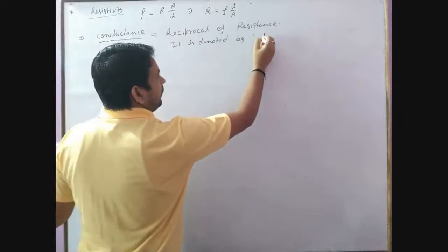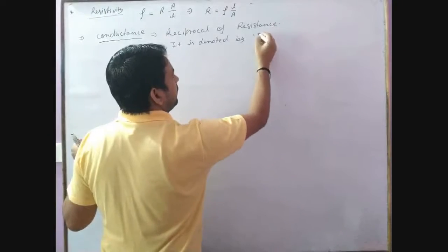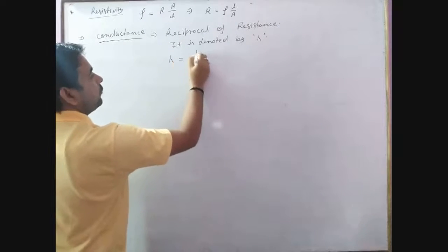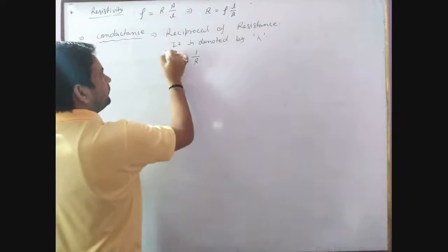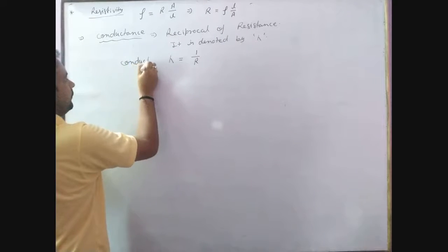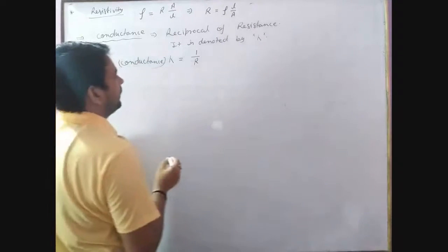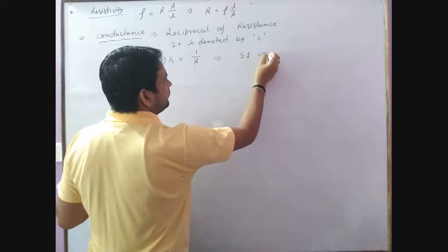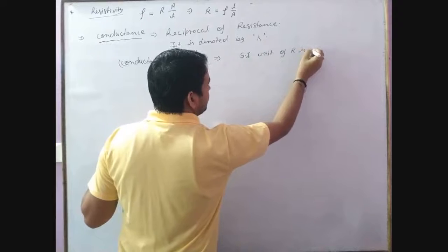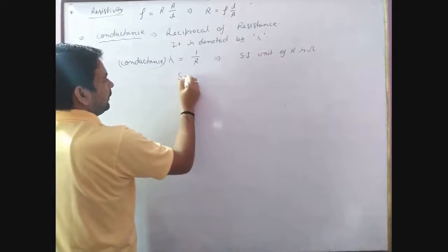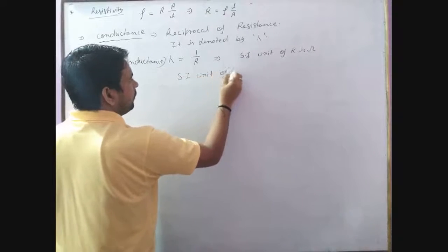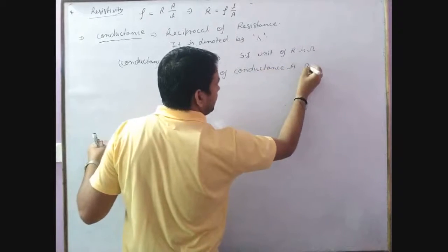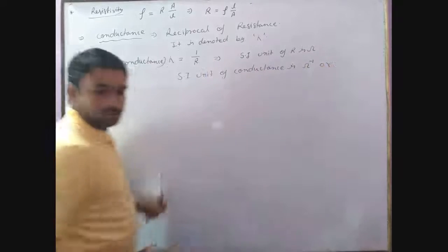Not sigma, it is denoted by kappa. Okay, so it is equal to 1 upon R. And here, as you know, the SI unit of resistance is ohm, then the SI unit of conductance is ohm inverse or Siemens.